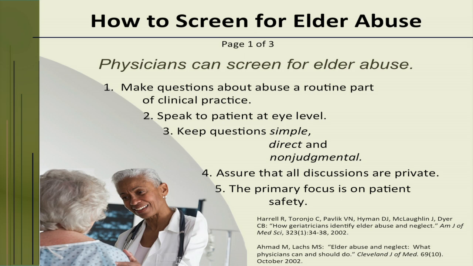And this is very important because what we do know is that older adults who have been abused often will not make eye contact, and may seem very anxious. It's very important to assess whether or not they will actually look at you directly. It's also helpful to be at eye level with someone to let them know that you're there to help, you are their equal. And 3, you can keep questions simple, direct, and non-judgmental.